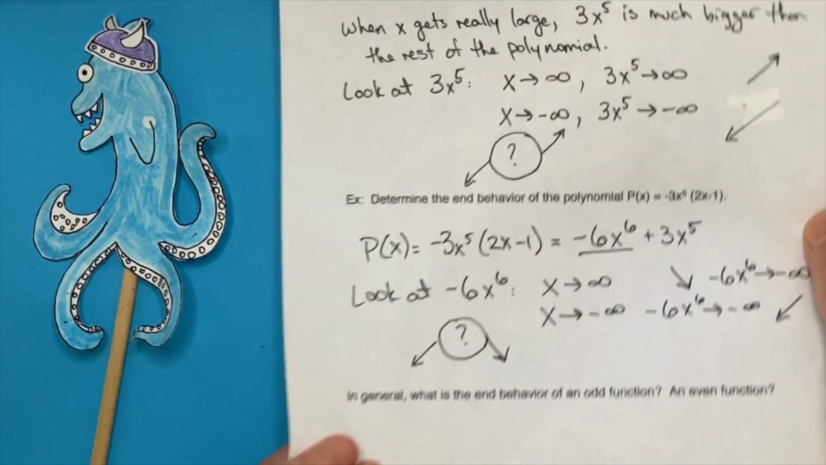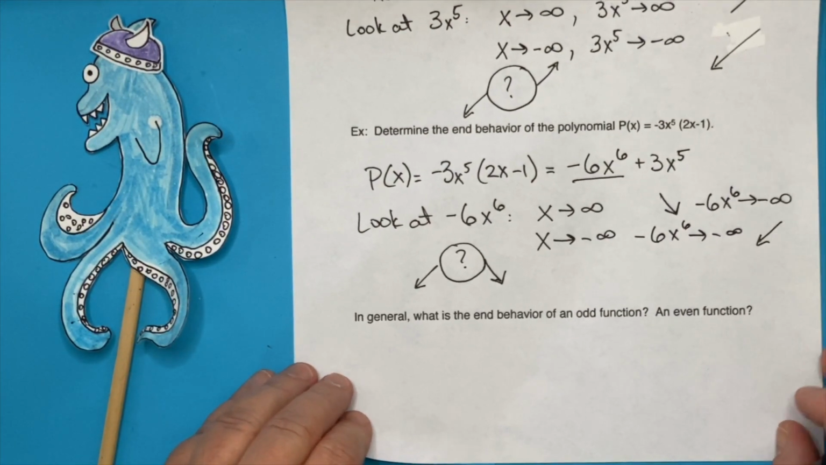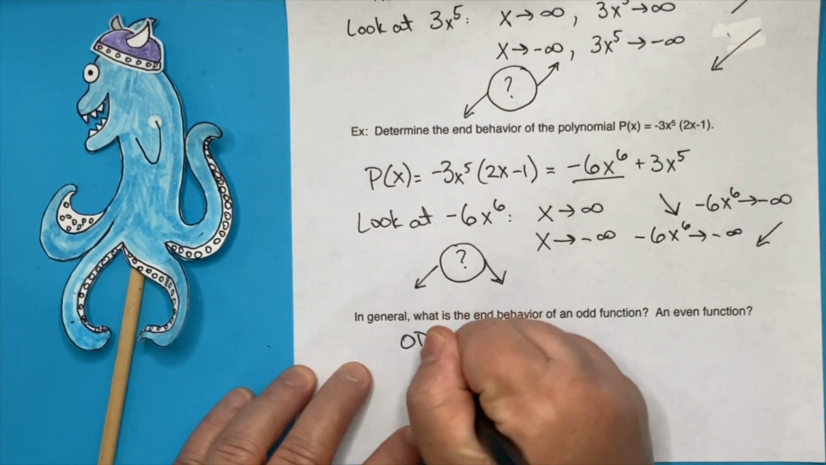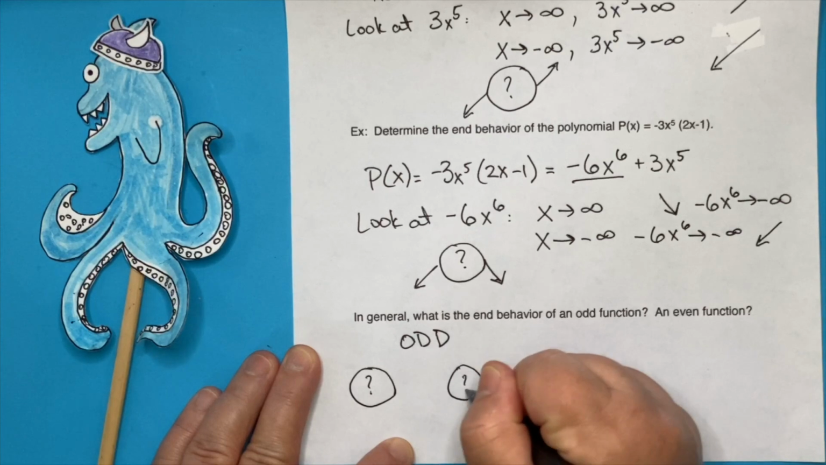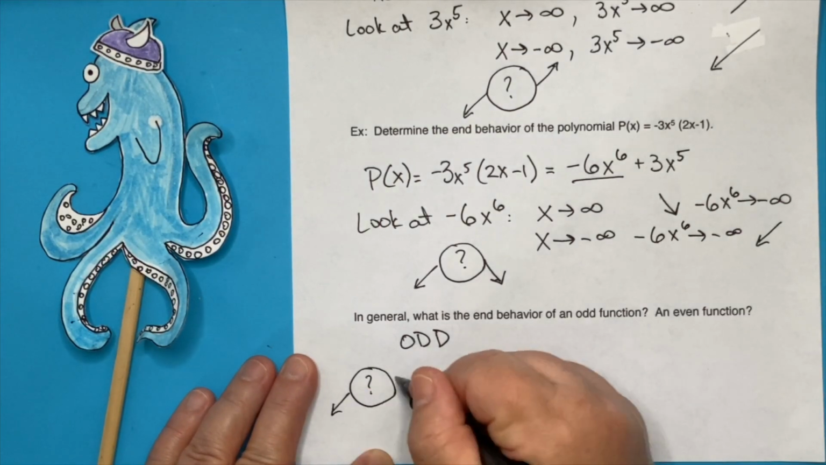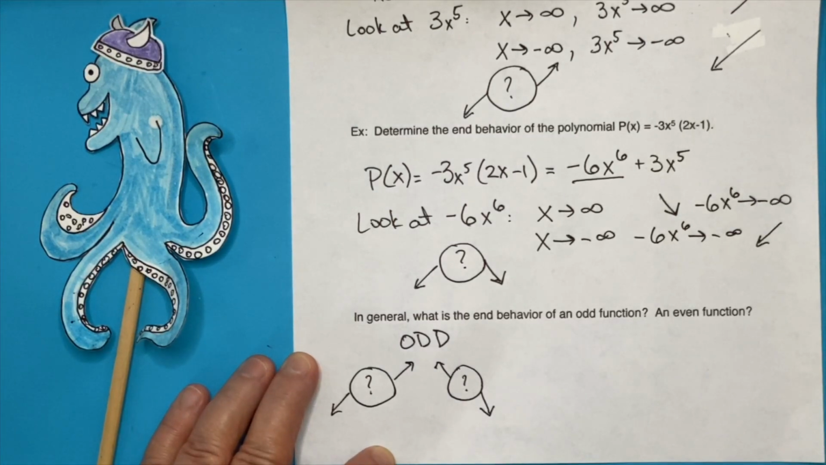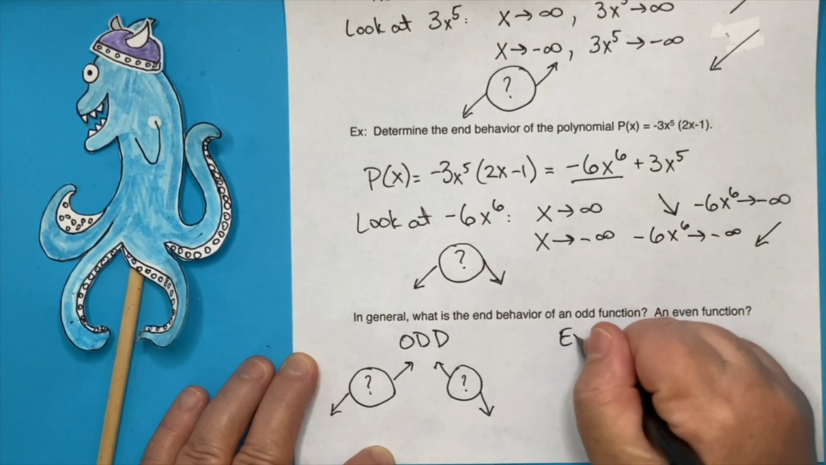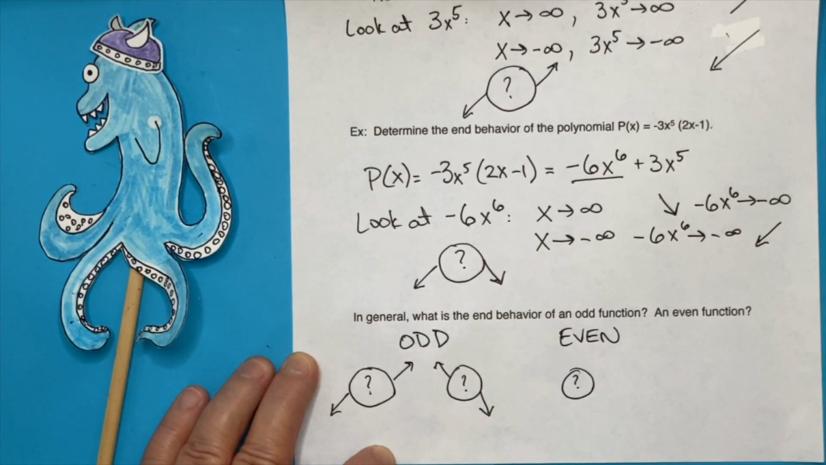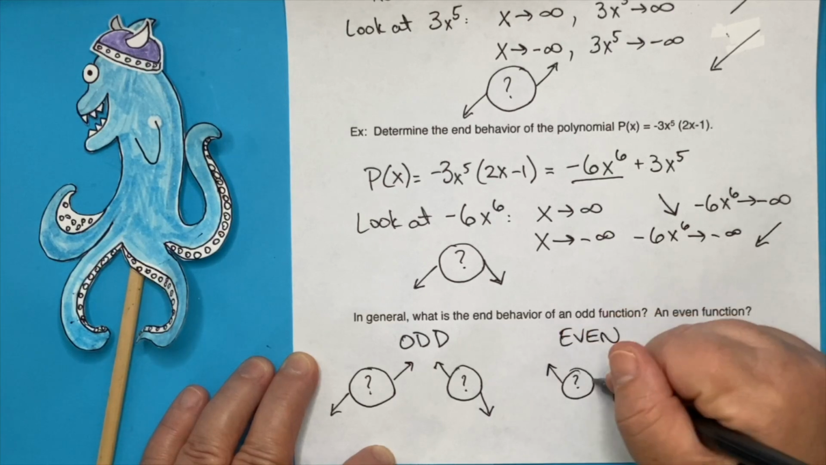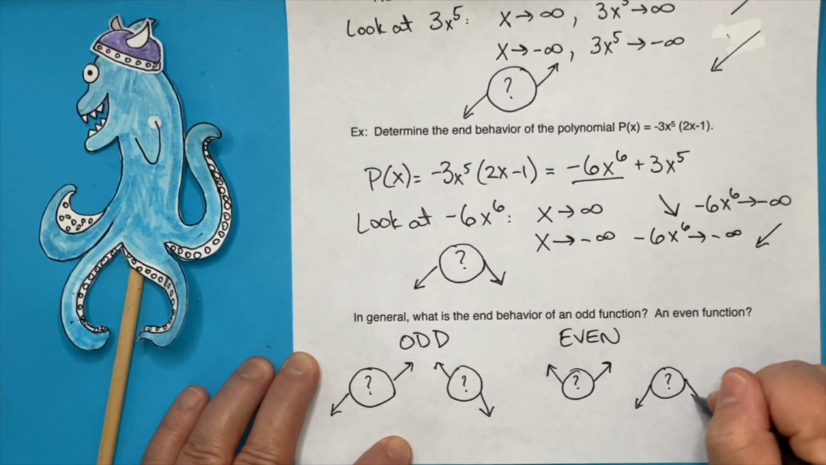Okay. So, in general, what is the end behavior of an odd function? We got two possibilities. In general, an odd function is going to look like this, or it's going to look like this. An even function, and again, I'm not writing the middle stuff because we don't know what the middle stuff looks like. Either it's going to go up on both ends, or it's going to go down on both ends.